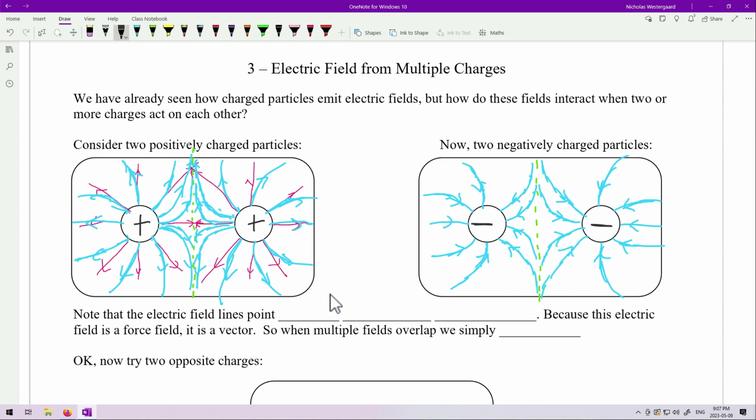Note our electric field lines, right? The electric field lines that we see, they point where a proton goes, because the electric field lines are defined as where a positive charge would end up going. So I just use a proton, for example, because we all know protons are positively charged. And because this electric field is a force field, it's a vector. So as we saw here, when our fields started overlapping, we simply vector added them.